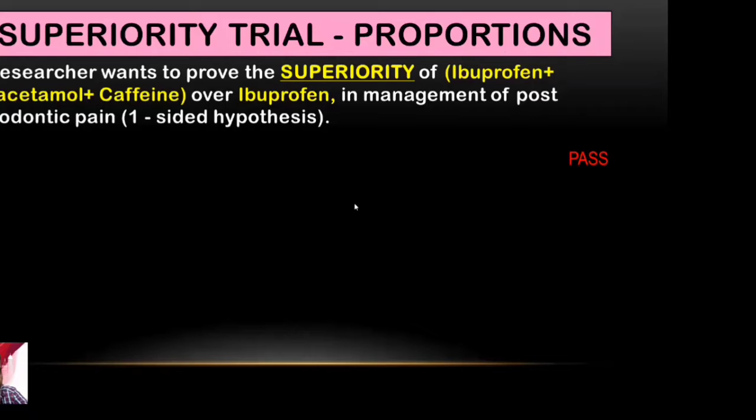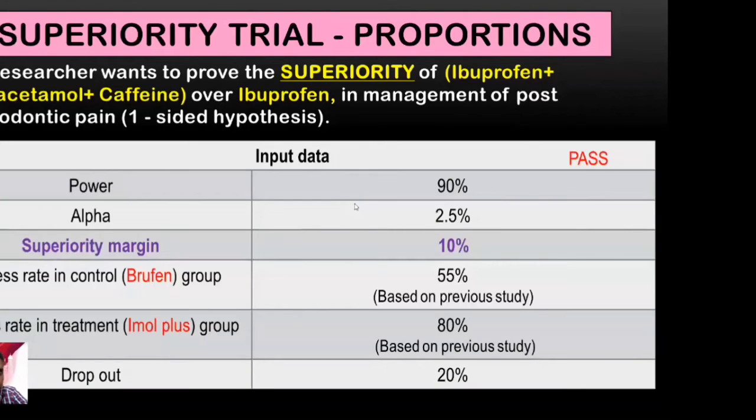What are all the input details we need to give? Apart from the routine, we need to give a superiority margin. This is very important. Now, power is 90% and alpha is 2.5%. Remember, if it is a one-sided hypothesis, it is better to keep your power at 90 and alpha at 2.5. Instead of 5%, we are reducing the error to 2.5 because it is a one-sided hypothesis. So we don't want to take much chance, to eliminate the bias. Okay, so we are keeping 90 and 2.5%.